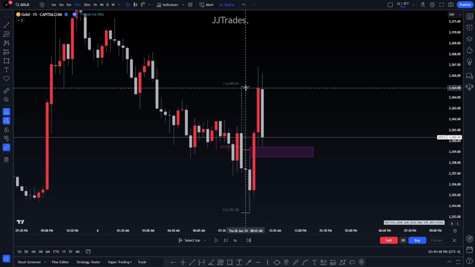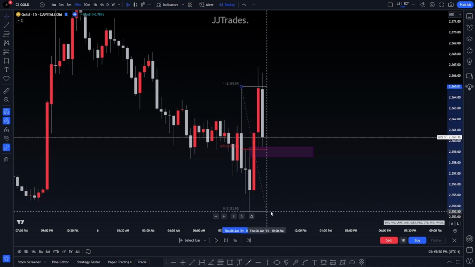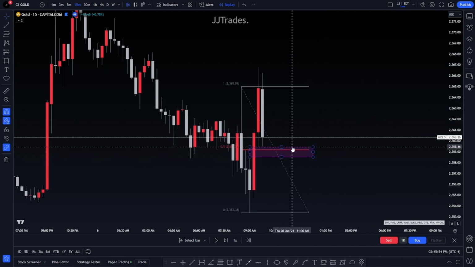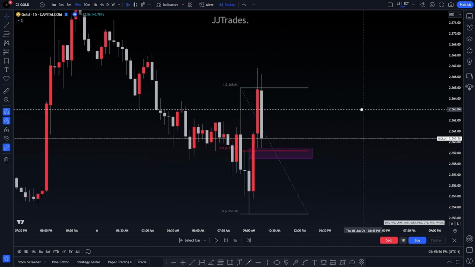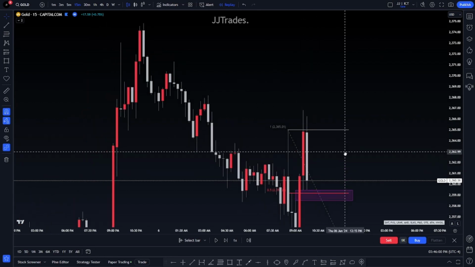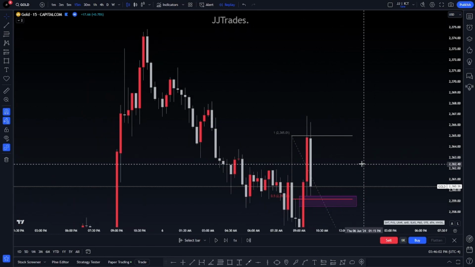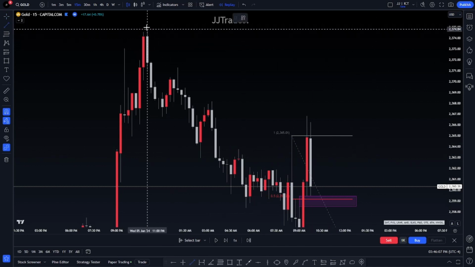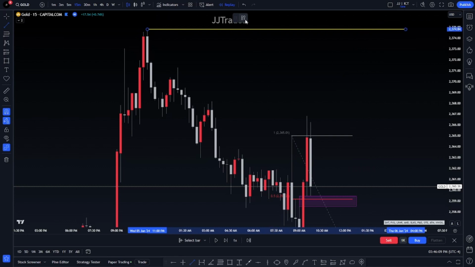If you want to drag that out, this is your range. And you want to see a fair value gap in that area. And there's a fair value gap right here. Now, we want to see price come back into this area and push up into buy side liquidity here. We do have buy side liquidity here, and we're going to target all the way up here. That's our target right there.